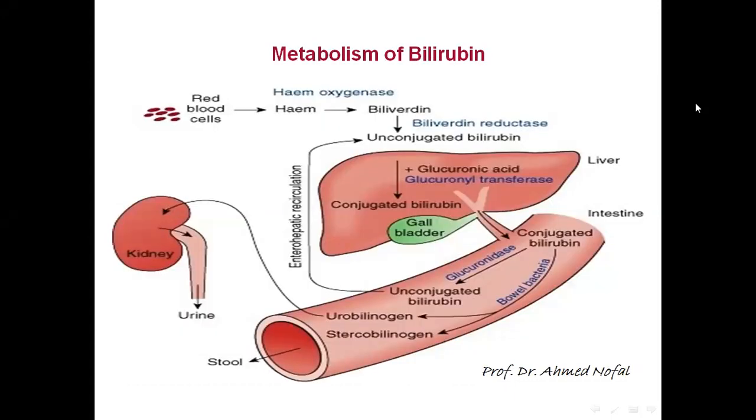With hemolysis of RBCs, heme is released. It changes into biliverdin, then unconjugated bilirubin. Unconjugated bilirubin in the liver changes into conjugated bilirubin. Then it passes to the gastrointestinal tract, where it is partially excreted with stool as stercobilin, partially excreted with urine as urobilin, and partially passed to the circulation as unconjugated bilirubin to the liver again in intrahepatic circulation.